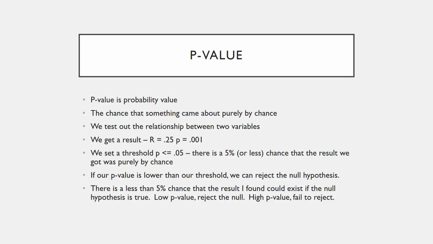If our p-value is lower than our threshold, we can reject the null hypothesis, and that allows us to accept the alternative hypothesis if the alternative hypothesis is stated correctly. There's a less than 5% chance that the result I found could exist if the null hypothesis is true. So that leads me to reject the null hypothesis. Low p-value, reject the null. High p-value, fail to reject the null.